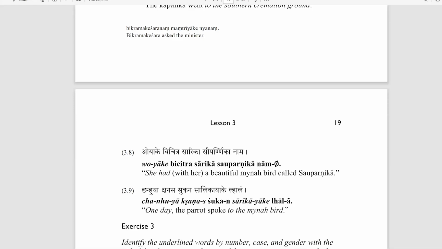Okay, now that should be okay. So now let's get started with the sentences. The grammar one is still the practice of the locative case ending. Who would like to start?